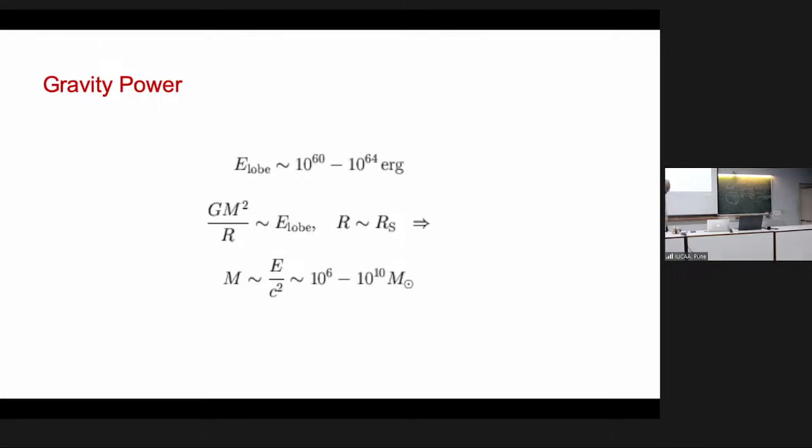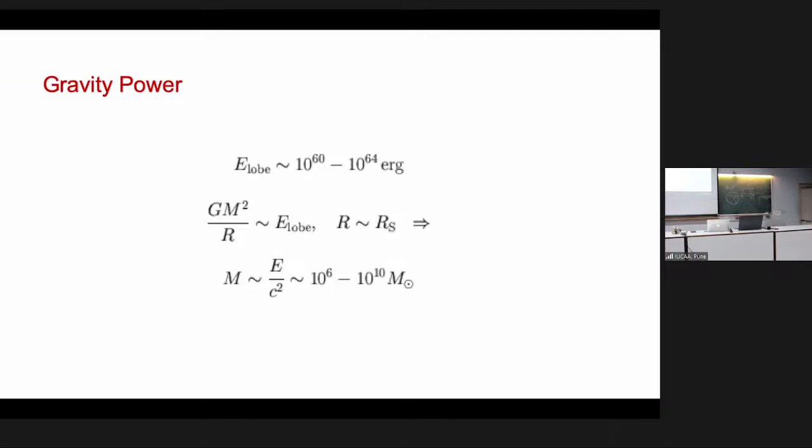So there's also another very elegant argument given by Lynden-Bell. He was also one of the all-time greats. He said, look, suppose this energy is coming from nuclear fusion. But you know that nuclear fusion is not very efficient. The efficiency is about 0.07%.